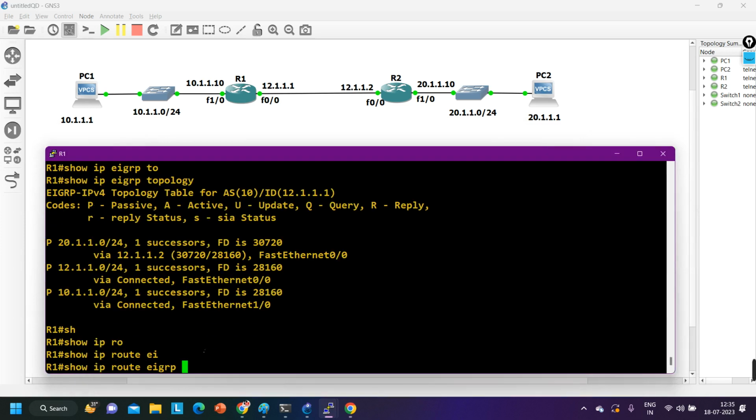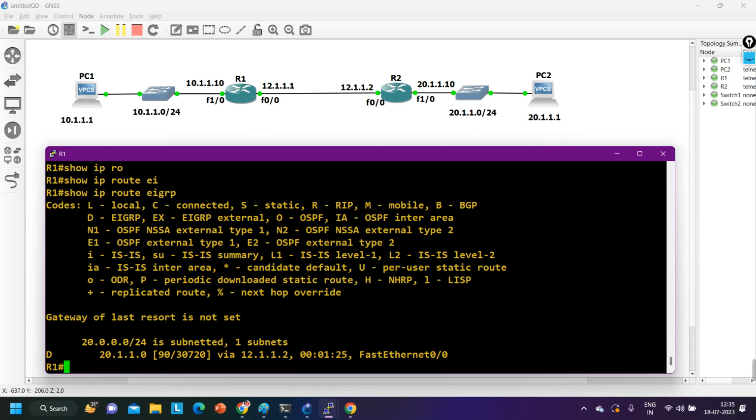Now on router 1 I am going to show you the routing table. show ip route eigrp. Inside the EIGRP routing table there is only one network, 20.1.1.0, the AD value is 90, and this is the metric. You already know how to calculate the metric. We have already discussed how to calculate the metric in EIGRP: 10 to the power 7 divided by least bandwidth plus total delay divided by 10, the whole multiplied by 256. Yes or no? Yes.